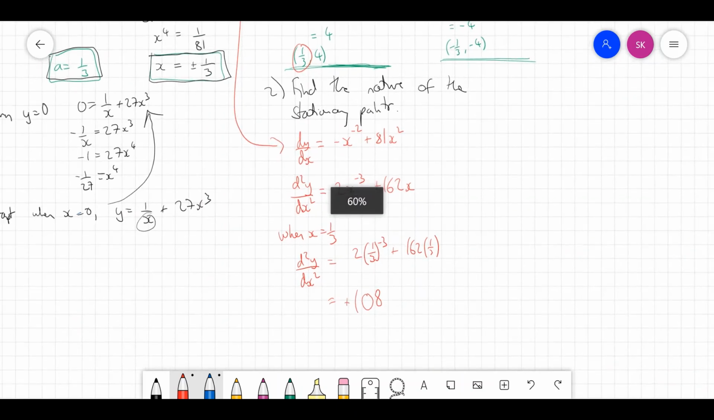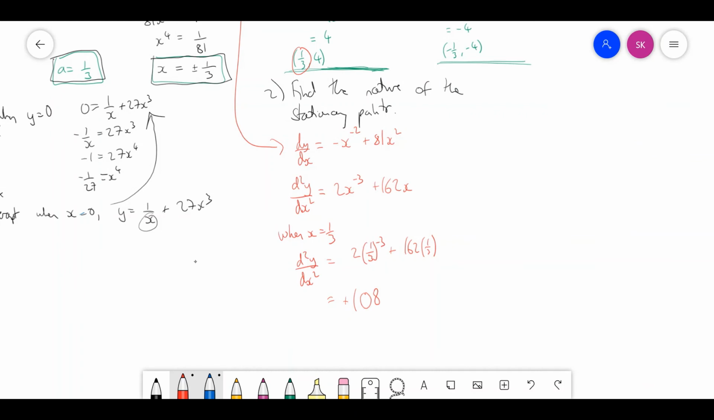Now if it's a positive 108, that means the gradient is constantly increasing. So if this number is bigger than 0, it means the gradient is constantly increasing, so the curve is going to look like that. And if the curve looks like that, then the stationary point must be a local minimum point.